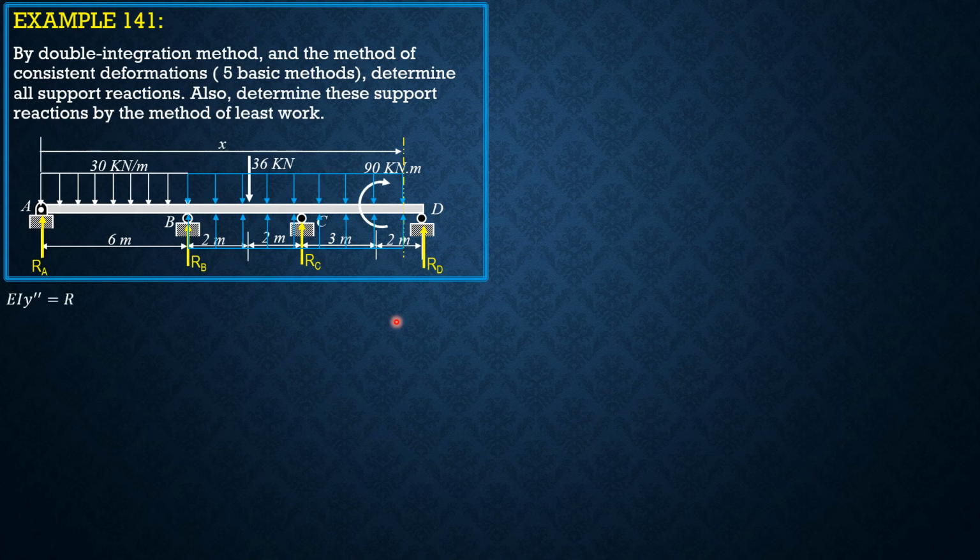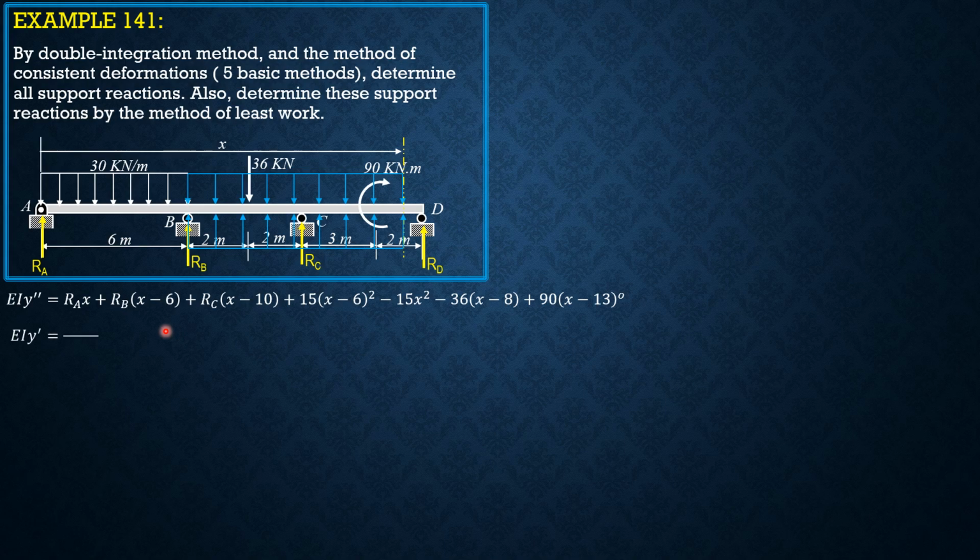So EIY double prime is equal to RA times X plus R sub B times quantity X minus 6 plus R sub C times quantity X minus 10, then plus this load here, 30 times X minus 6 times X minus 6 over 2, so 15 X minus 6 square, minus 30 times X over 2, that's why you have minus 15X square, then minus 36 times quantity X minus 8, then plus 90 times quantity X minus 13 raised to 0, because this couple acts at X equals 13, and this is also constant. That's the technique from our previous problems and solutions.